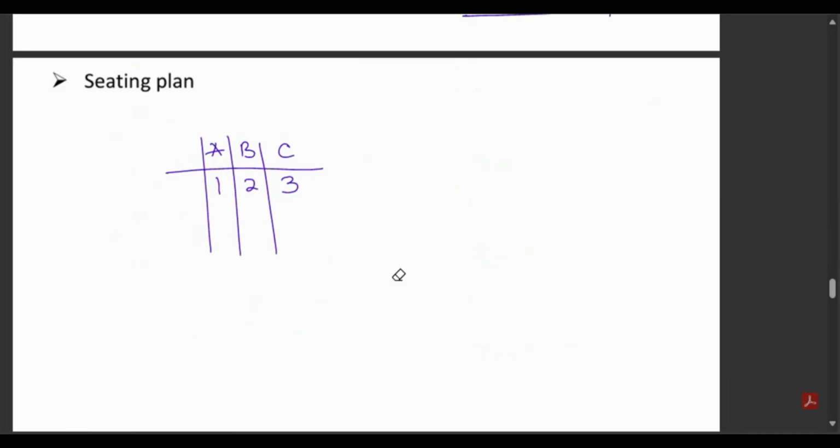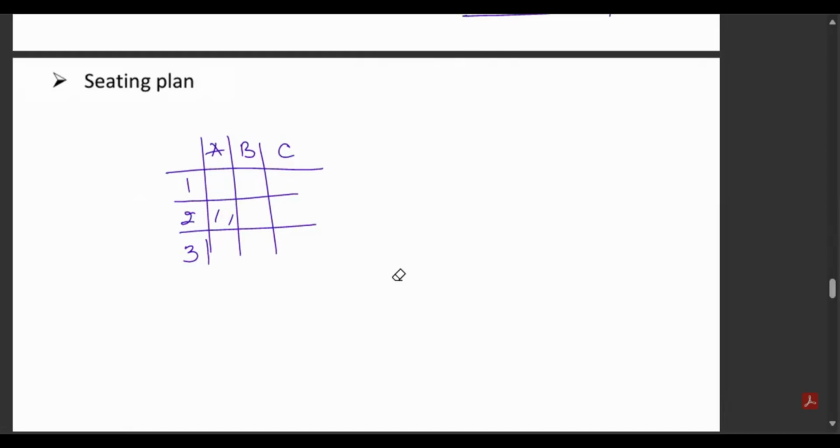When we talk about the sitting plan, we shall only expect you to know where someone is seated. People sit in rows. Maybe this is 1, 2, 3. So here we have 1, 2, 3. If someone is seated here, another one seated here, let's say, by the way, let's use this.